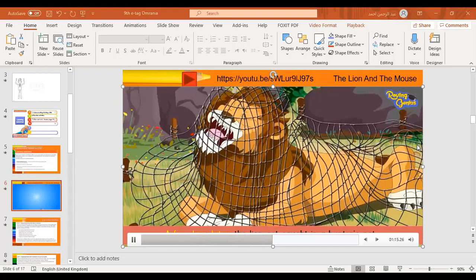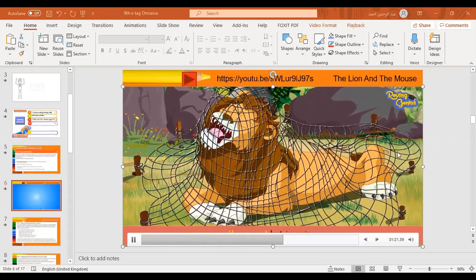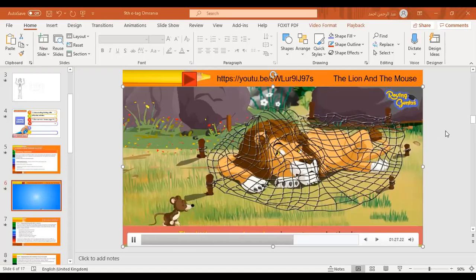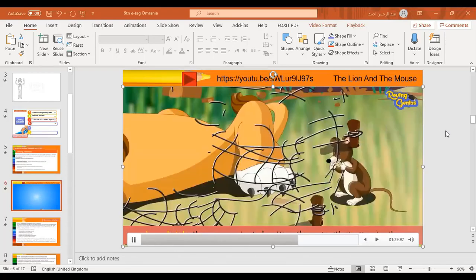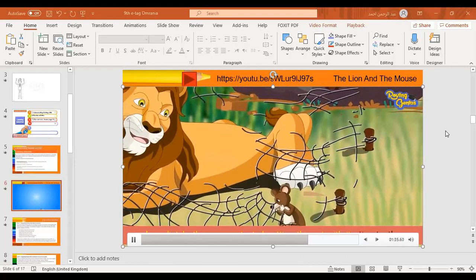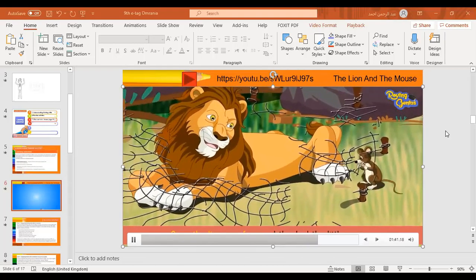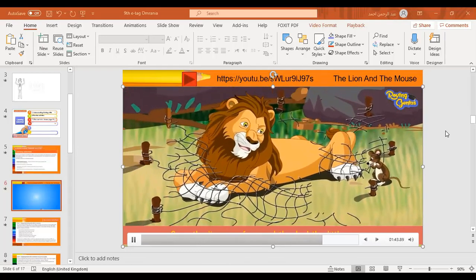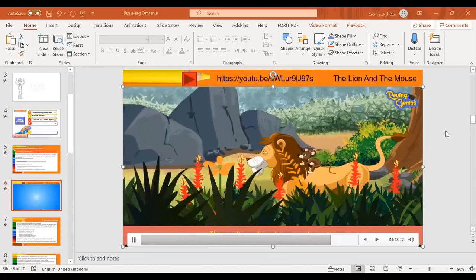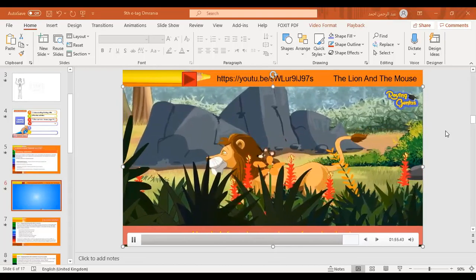2 days later, the lion got caught in the hunter's net. He roared, but in vain. Little Mouse heard and ran towards the lion. Immediately, the mouse started cutting the net with its tiny teeth. So, the lion was free and thanked the little mouse. Thereafter, they became friends. Moral: a friend in need is a friend indeed.